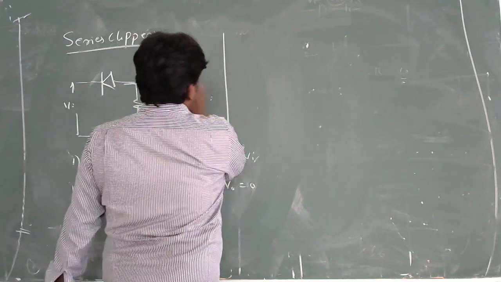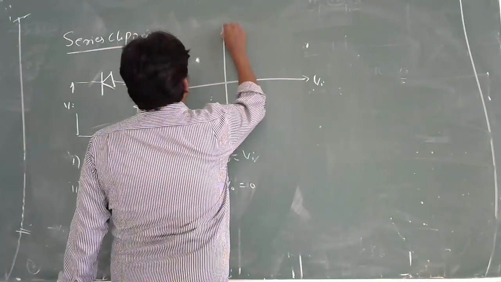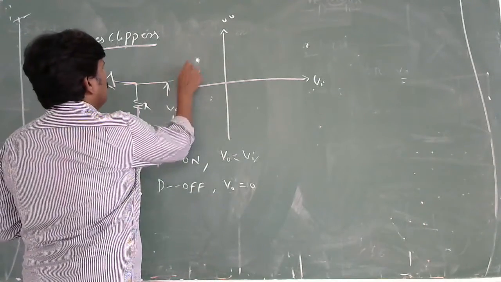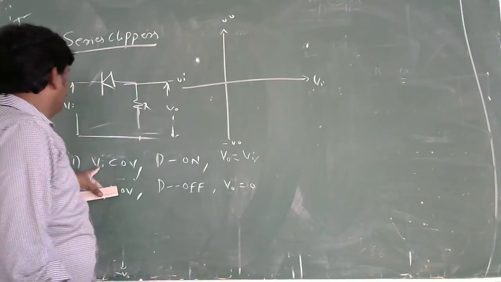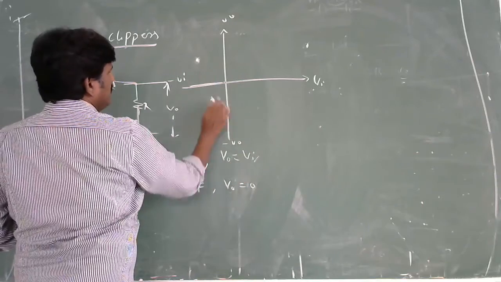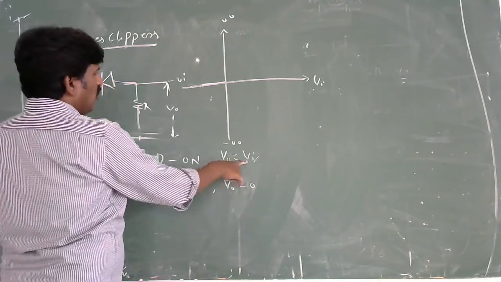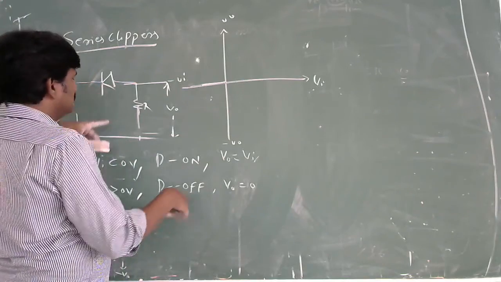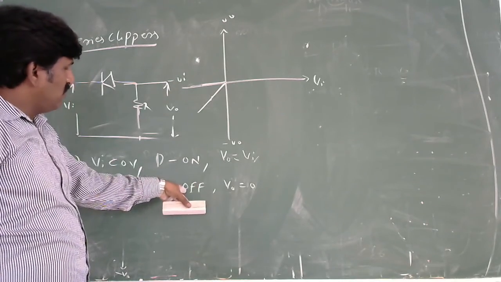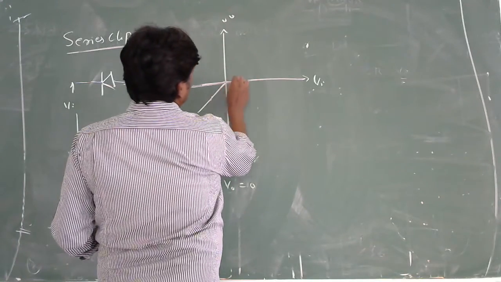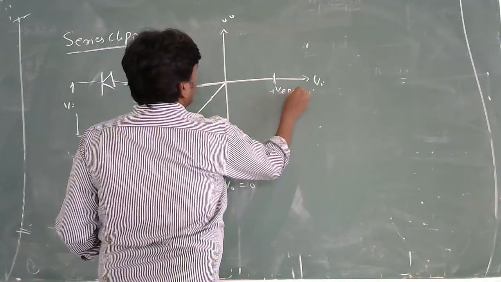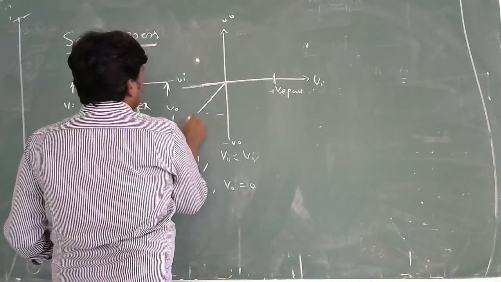Very simple transfer characteristics. Here we have the Vi, here we have the V naught. When Vi is less than 0, in this direction, output is Vi. When Vi is less than 0, output follows Vi because the diode is in on condition. When Vi is greater than 0, the diode is in off condition, and V naught follows 0. What is this one? Positive peak voltage of input. What is this one? Negative peak.